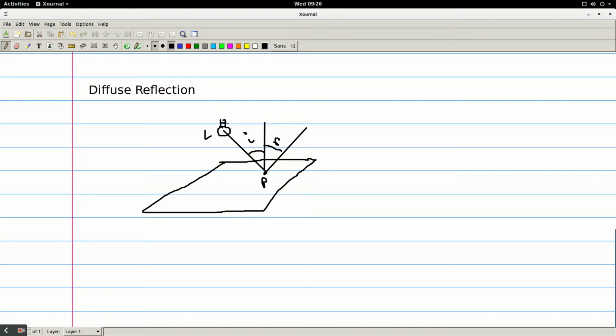Is this thing clear? Now compared to this, if we have a slightly different setup, let me make a copy of this.